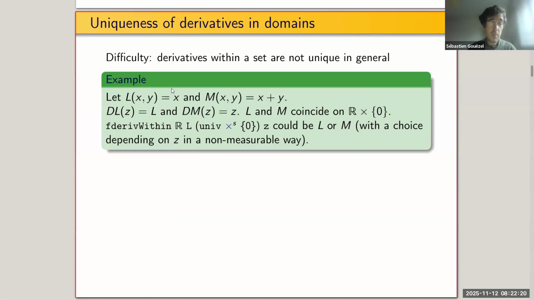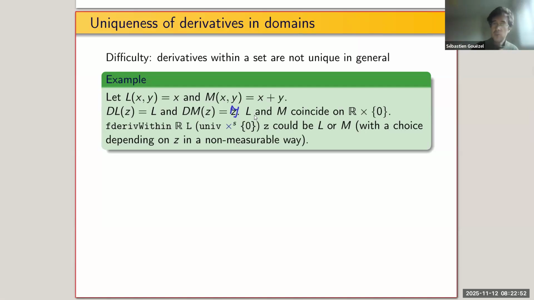I'm defining two maps from R² to R, and the first one is L of (x,y) equals x, and the second one is M of (x,y) equals x plus y. And these are linear maps, so of course they're differentiable, and the derivatives are just themselves. dL is just L, dM is just M. So that's if you differentiate in the whole space.